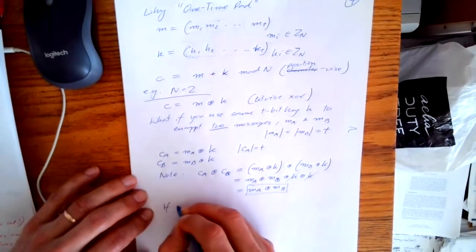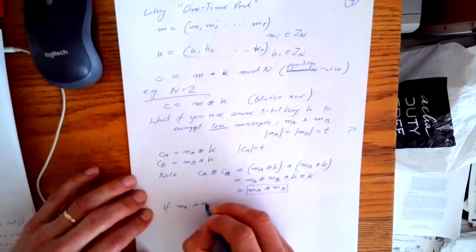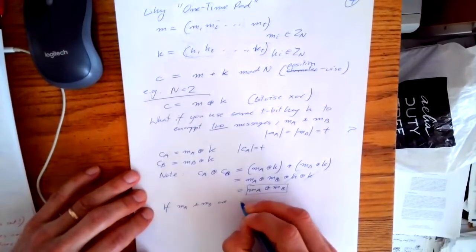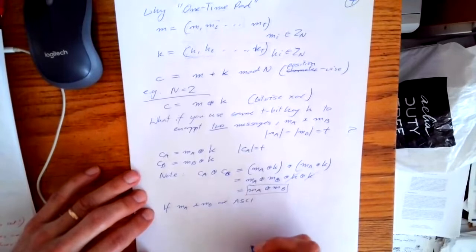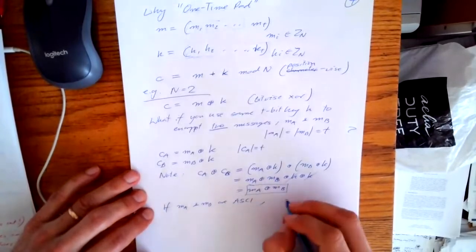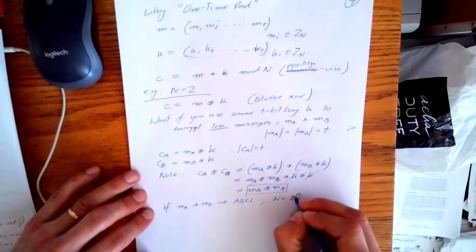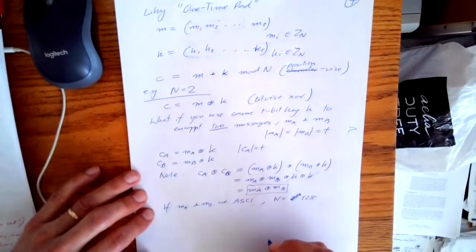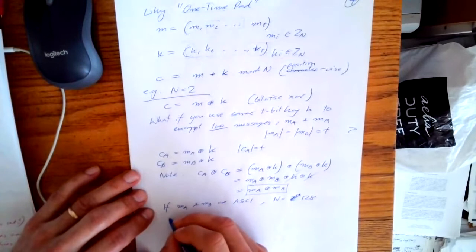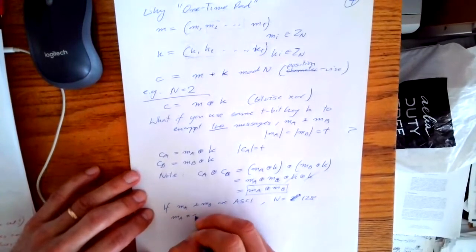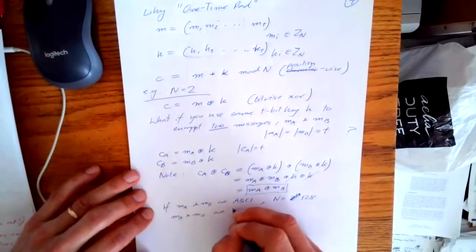If MA and MB are ASCII, so basically n is 128, right? And then MA and MB are English sentences.